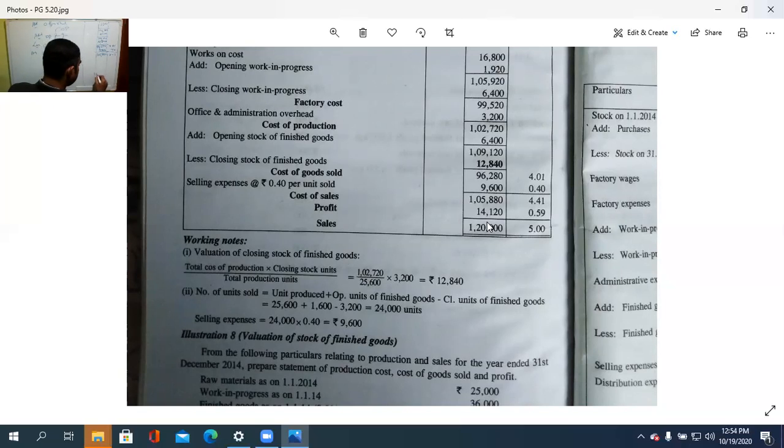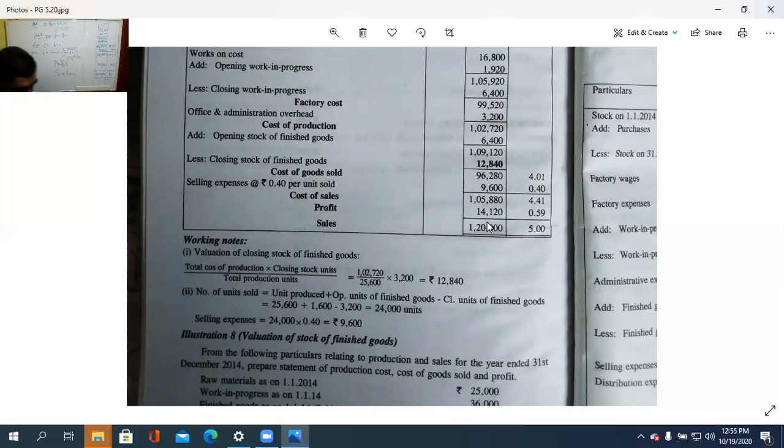And the sales is 1,20,000, already given in the question. 1,20,000 divided by 24,000 is 5 per unit. So profit is 1,20,000 minus 105,880, which is 14,120, and divided by 24,000 is 0.59 per unit.